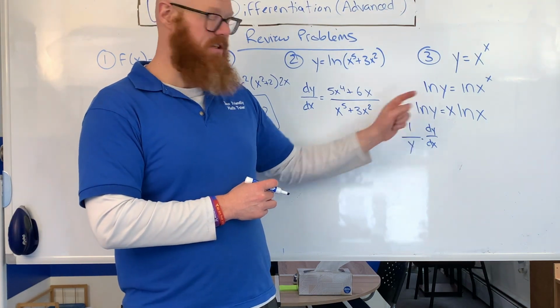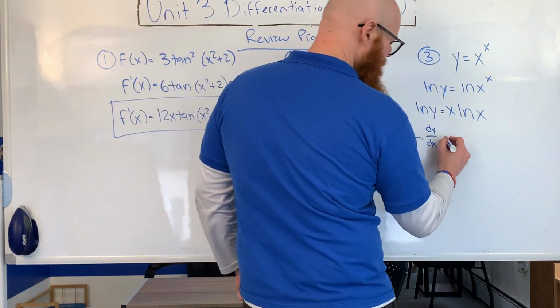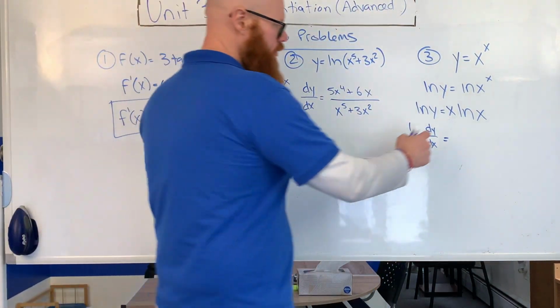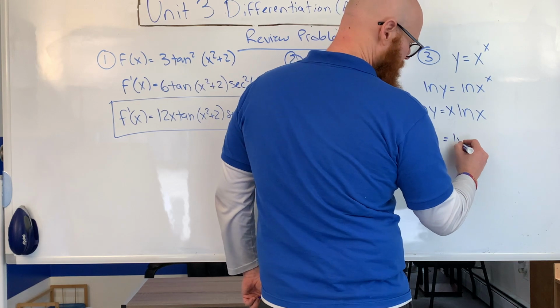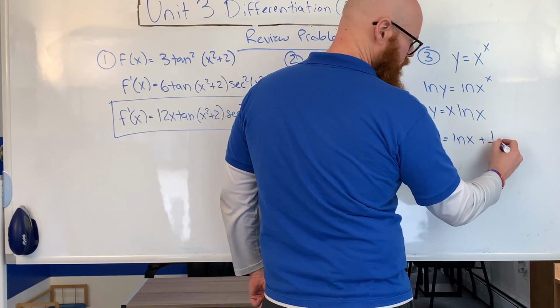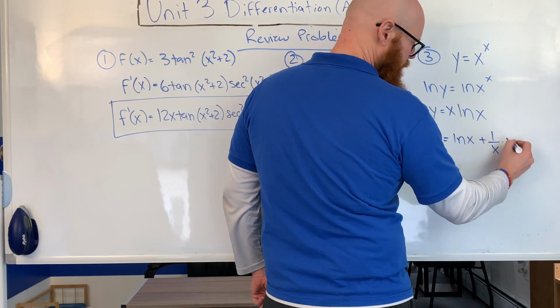All right, dy dx is the derivative of y. That equals, well, on this side, if I take the derivative, I have to use the product rule. The derivative of x is 1 times the natural log of x, plus the derivative of natural log of x, which is 1 over x, times our first function x.